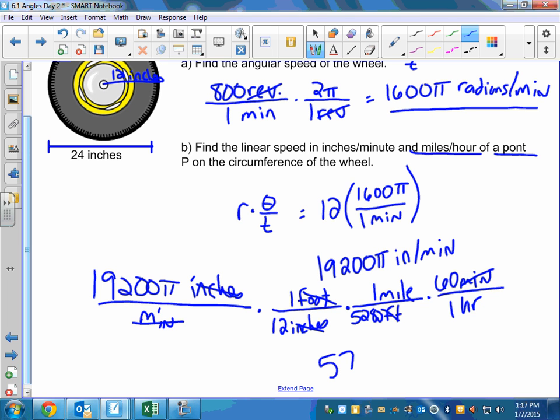57.12 miles per hour. It's how fast you'd be traveling if you were going 800 revolutions per minute. That's a lot of math to figure that out, right?